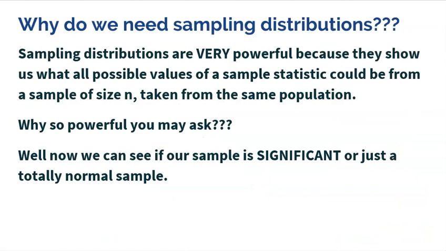So why do we need sampling distributions, right? Again, this is really super important for everything we do the rest of the class, but this might make a little bit of sense right now. Sampling distributions are very powerful because they show us what all possible sample values of a sample statistic could be from a sample size n taken from the same population. I've probably said this sentence 8 times. This is the definition of a sampling distribution, which is why they're so important. Now, why do we need them? Because they allow us to see if our sample is significant or not.